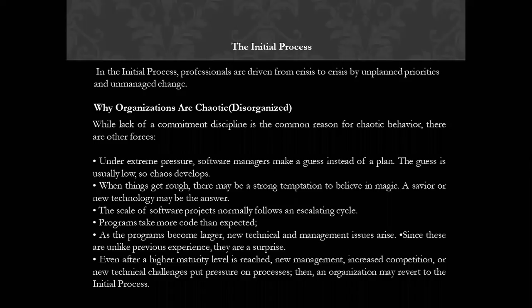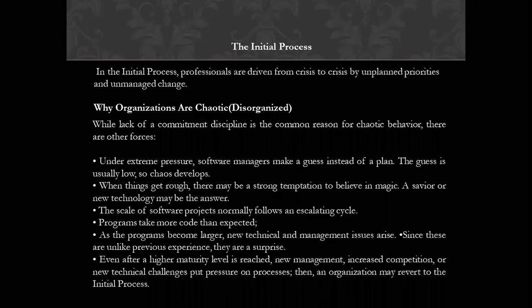Next one. Now we are going to discuss all the processes one by one. First one is the initial process. If you remember in the maturity framework, the initial process, I told you how you can understand this initial process, then defined level, managed level, optimizing level. So this initial process, if you remember, just remind yourself what we have discussed.